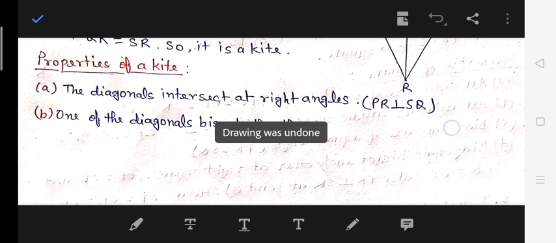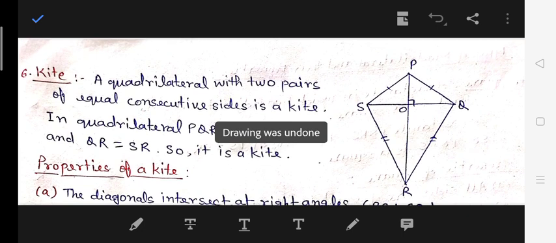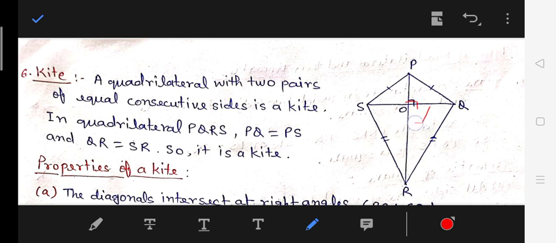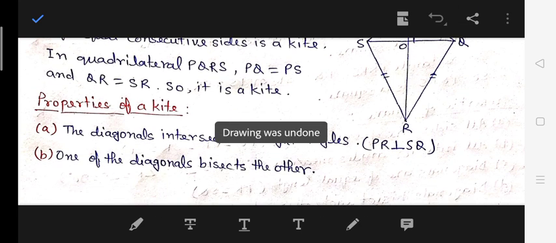Now properties of the kite. The diagonals intersect at right angle. In the kite, diagonals intersect at right angle. It means what are the diagonals in the kite PQRS? PR and SQ, and both are going to intersect at point O. So here all these angles will be 90 degree. Here it is 90 degree, it is also 90 degree. Here it is 90 degree and it is also 90 degree. It means diagonals in the kite intersect at right angle, that is 90 degree.